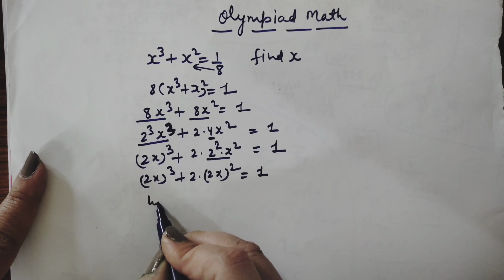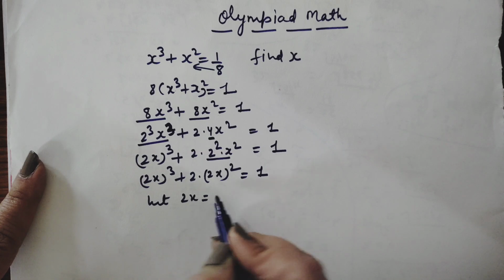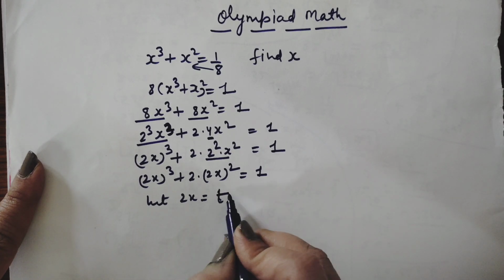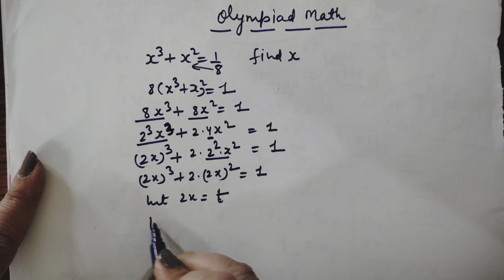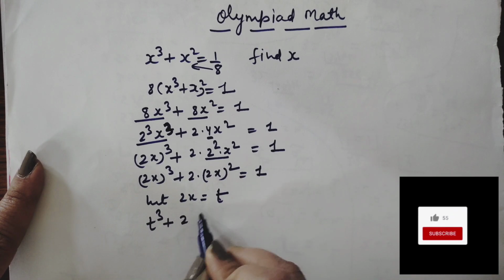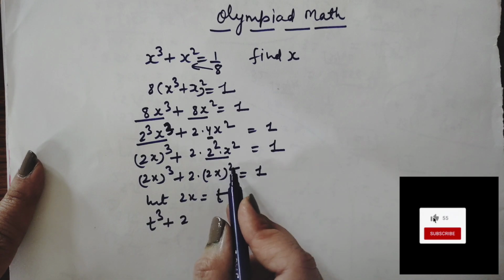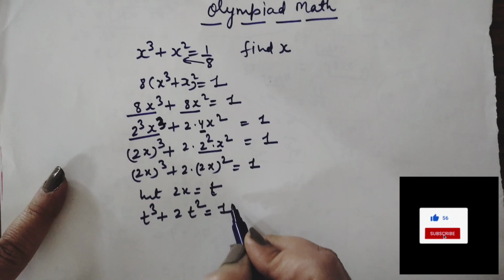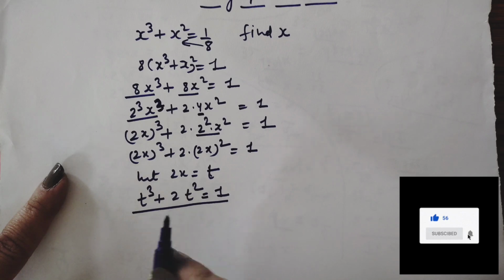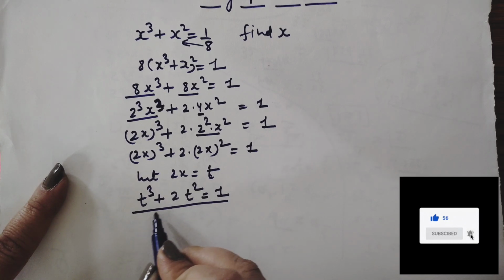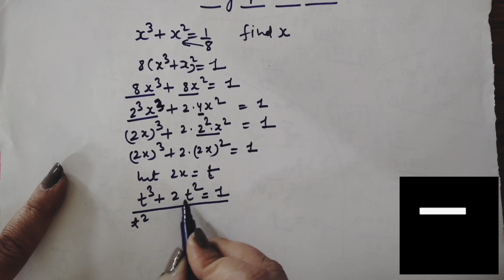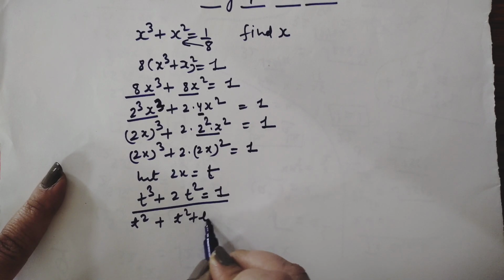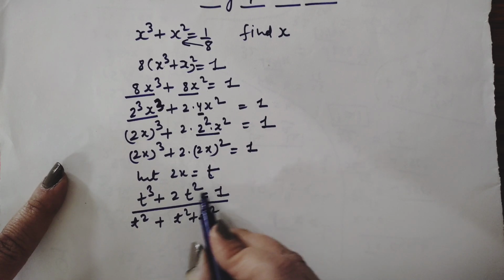Now you can see (2x)³ plus 2 into (2x)² equals 1. Let 2x equal t. Let's assume another variable, 2x equals t. So it will be t³ plus 2 into t², since 2x is t, equals 1. After that, you can see this is a cubic equation. First of all, we will split this 2t² as t² plus t², and this 1 goes to the left hand side.